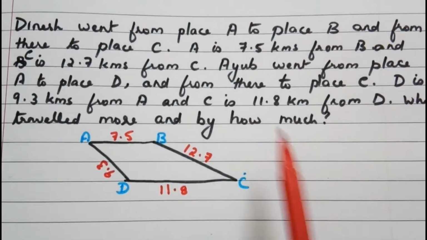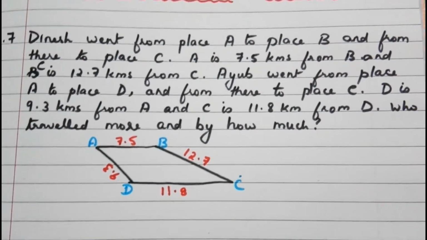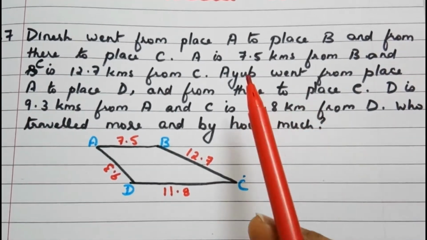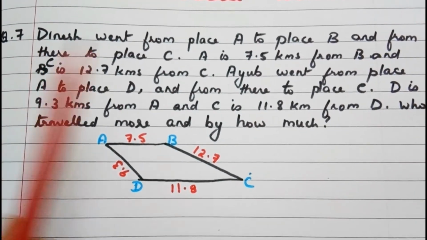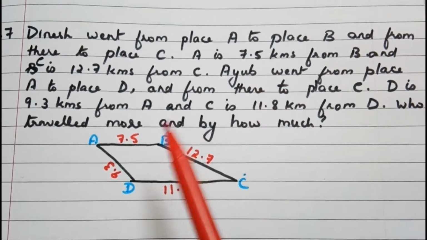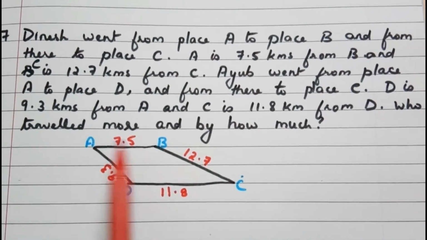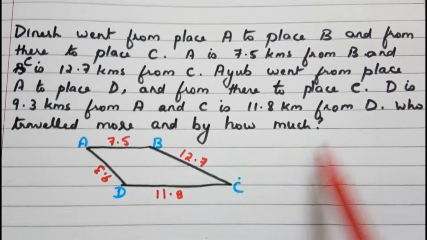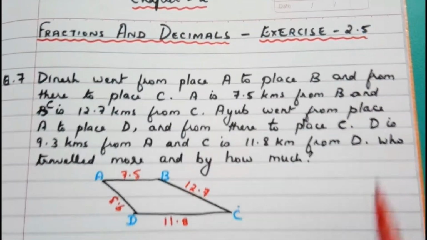So here in this question, we have to calculate four things. First is the total distance travelled by Dinesh. Second, total distance travelled by Ayub. Third, who travelled more. And fourth, how much. So these are the four questions which we need to find for this question. Okay.